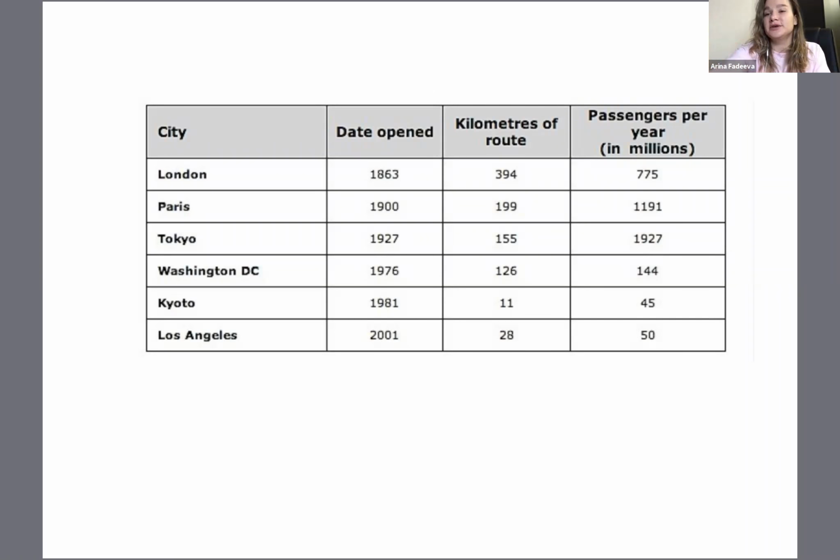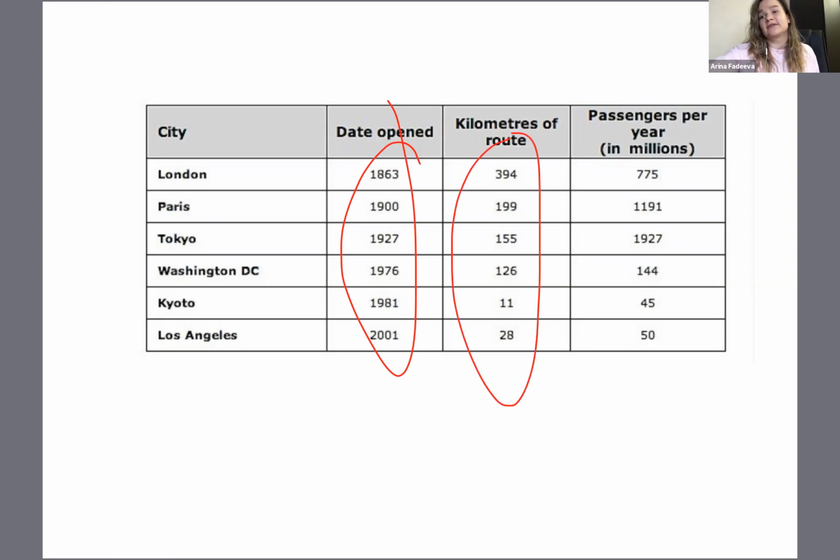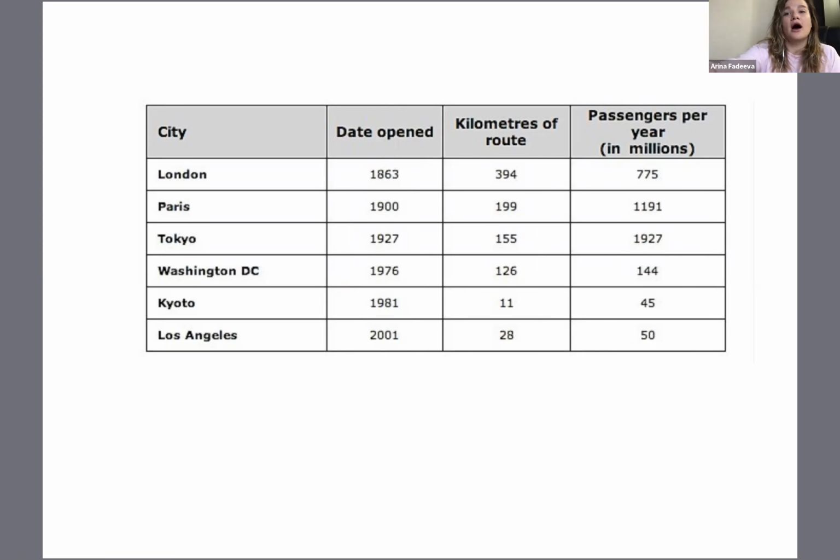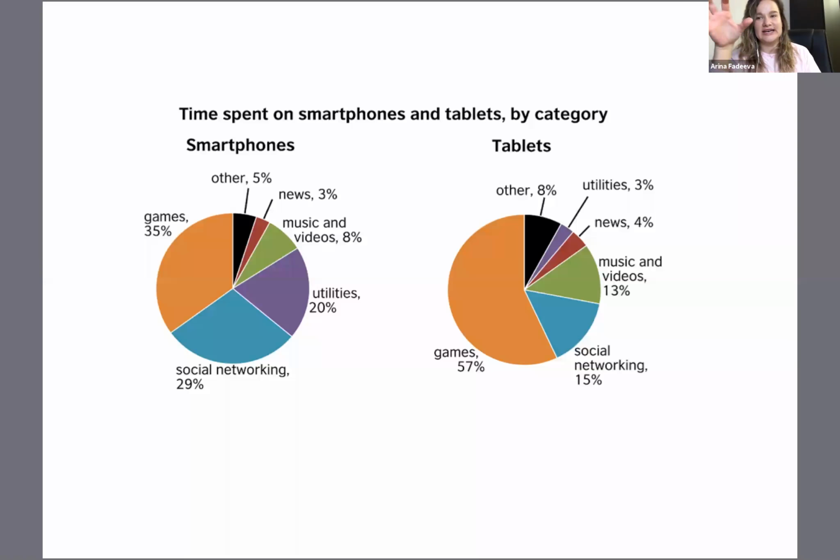And you just compare the oldest and the newest subway in these cities, then the longest and the shortest, and then the most crowded and the less crowded one, right? So don't write increase, decrease, because this table is not dynamic, obviously. So I'm just showing you different types of tasks here.